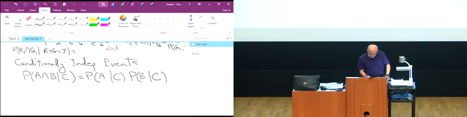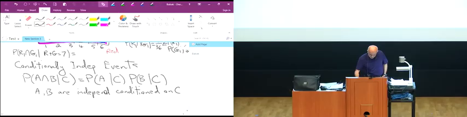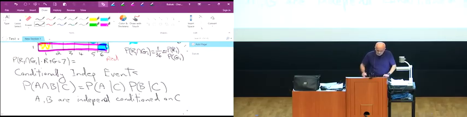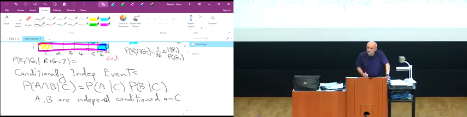If this is true, then we say that A and B are independent conditioned on C, or they are conditionally independent given C has happened. Okay? So now let's go back to my question earlier. Are R1 and G1 conditionally independent? Yes or no? No. Because why?